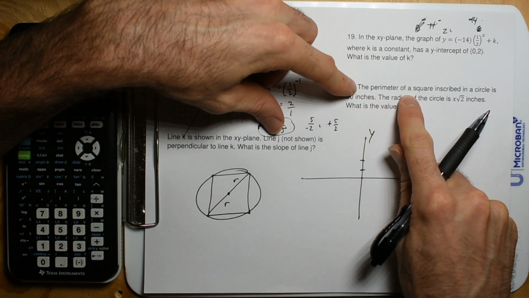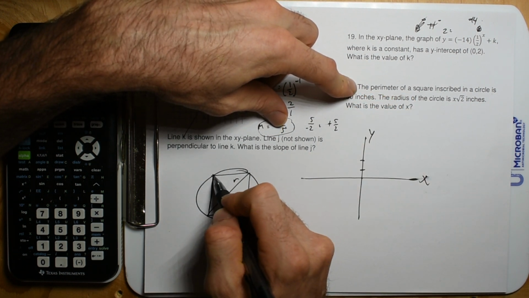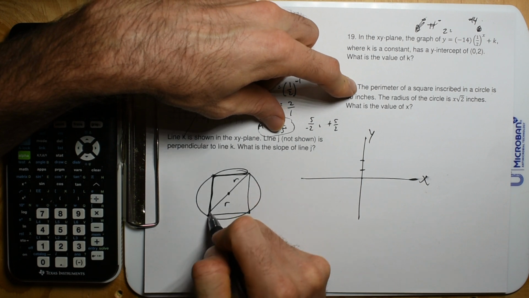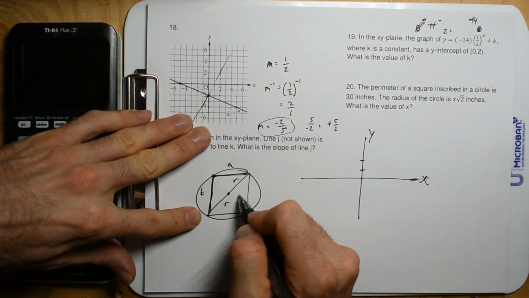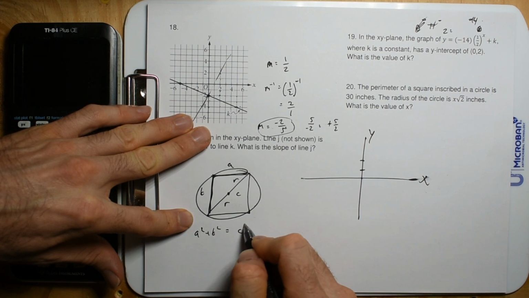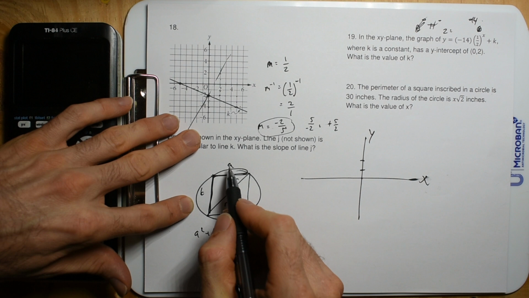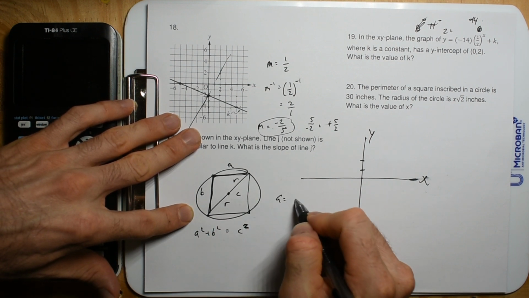The perimeter of a square. So we're going to try to find these sides. So if this is a side, you know what I mean? So then you have A, B, and this is your C. So A squared plus B squared is equal to C squared. I don't even know what they're asking, but we can probably figure it out. We need to know what one of these sides is. A is equal to B.